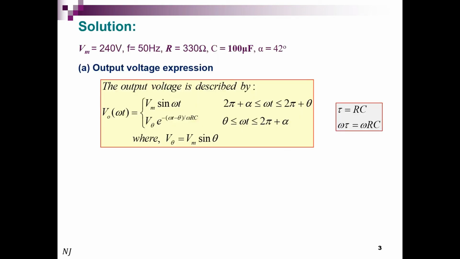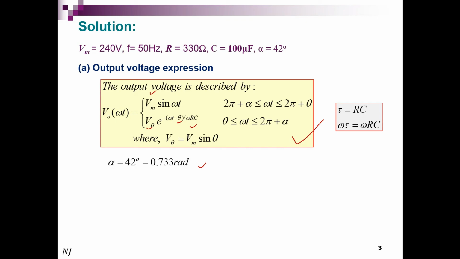Okay, for the first question, we need to determine the output voltage expression, which is given by this formula. So to solve this, we need to calculate Vm and then V theta and then theta and also omega RC. For the alpha, let's convert it from degree to radian first. So we get alpha equal to 0.733 rad. But actually it is up to you, either you want to use degree or radian. But as for me, I prefer to use radian.